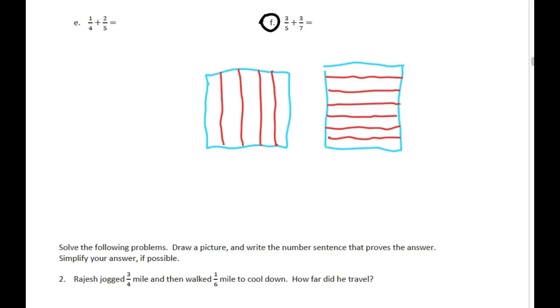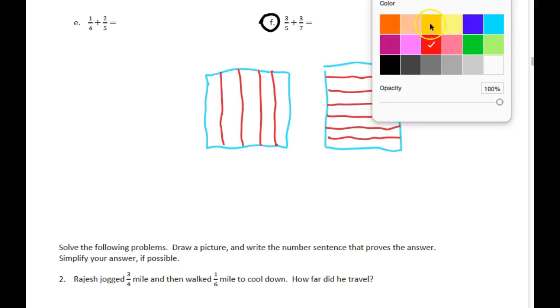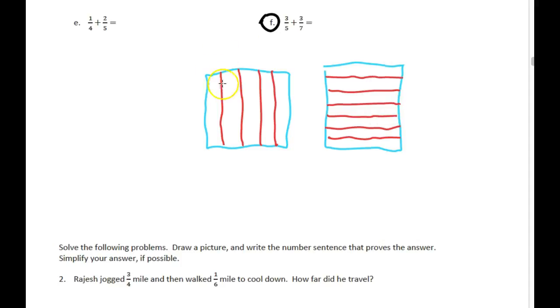And when we color these in, we'll go a different color again. Let's go orange this time. And it's going to be 3 of these pieces. There's 1 piece, 2 pieces. 3 of those pieces are now shaded in. And then on the other one, it's 3 of those as well. 3 out of 7.